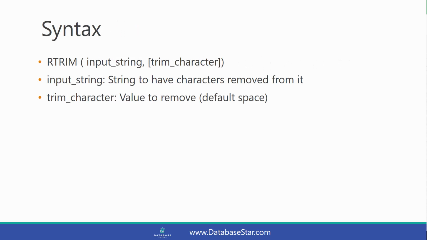The syntax for RTRIM looks like this. You have your input string as the first parameter, which is mandatory, and it's a string to have characters removed from it. Then we have the optional TRIM character, which is a value to remove. And by default, this is a space character. Let's take a look at some examples.